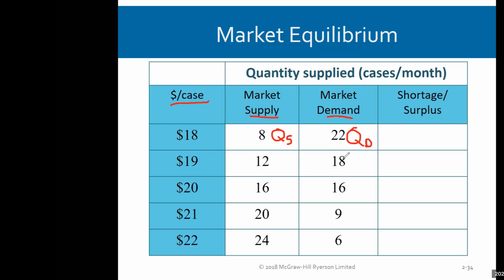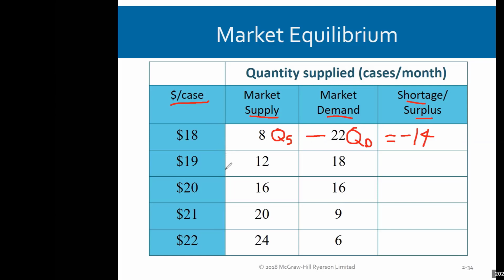So the way you figure out if there's a shortage or surplus, you always go quantity supplied minus quantity demanded equals something. So here quantity supplied is only 8 and quantity demanded is 22. So that difference is 14. So we put a minus sign there because the math works out to a minus sign, but that flags us that that's a shortage. The minus, there's not enough product. Quantity demanded is greater than quantity supplied.